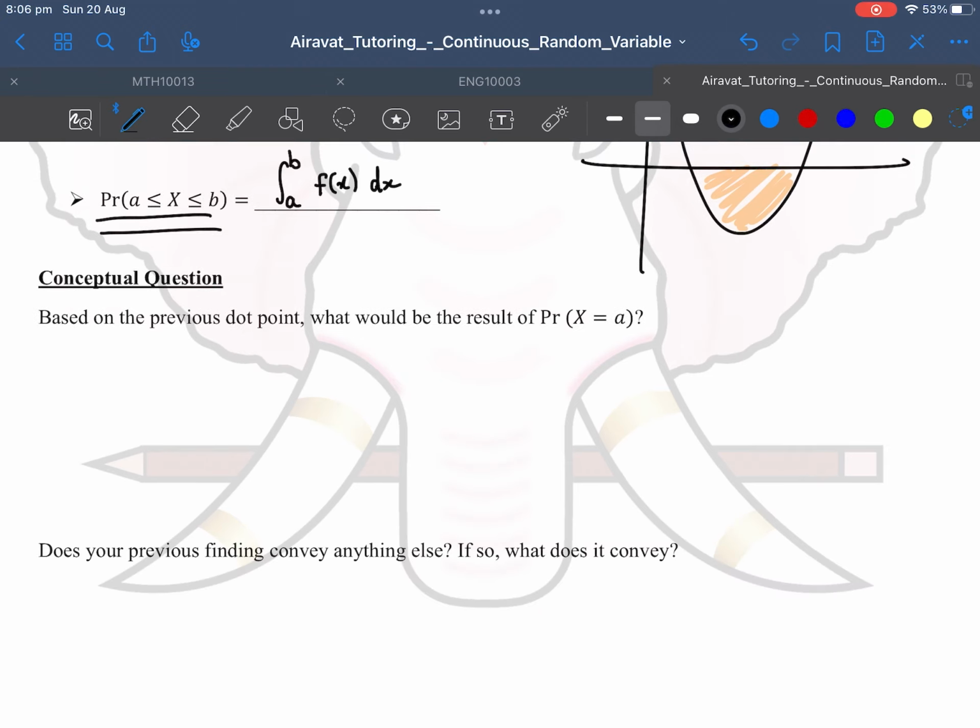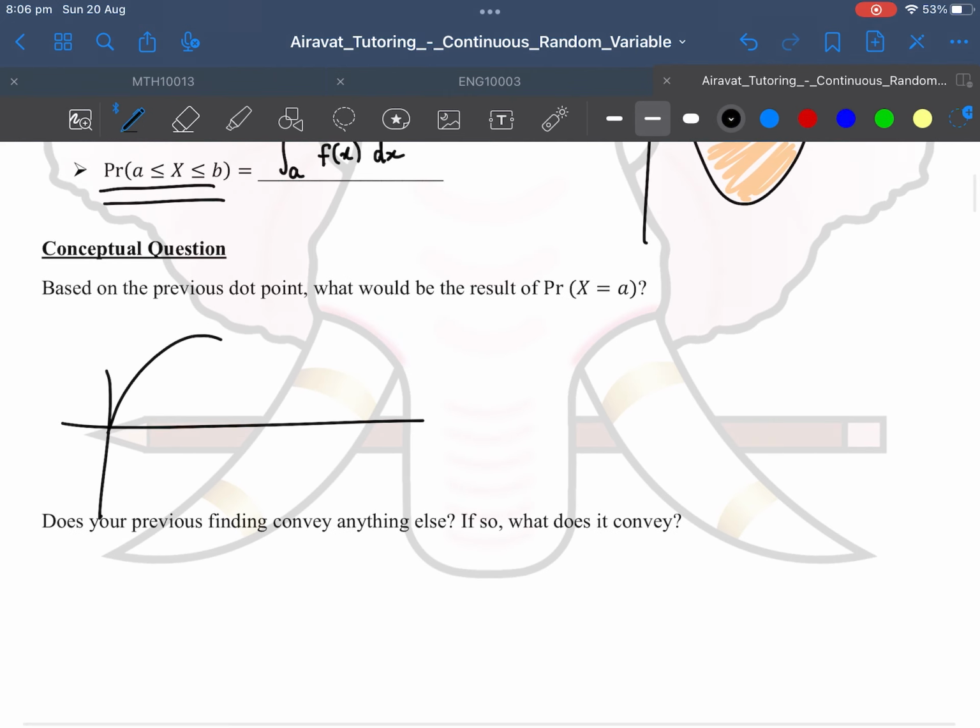Okay. Based on the previous dot point, what would be the result of the probability of x equal to a? Interesting question. So let's say you had this graph over here, like so, and I ask you to find me the probability right over here. Can you do that? Now, let's try. If I want to just find the probability that x equals a, that means our starting point is a and our ending point is a as well. Integral of f of x dx. Now, can you see something fishy over here? This, if you simplify it, would just equal what? 0. Meaning that the probability at a particular point in this chapter is just going to be 0.